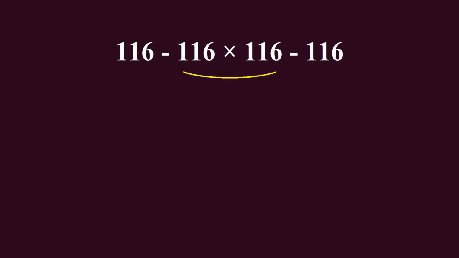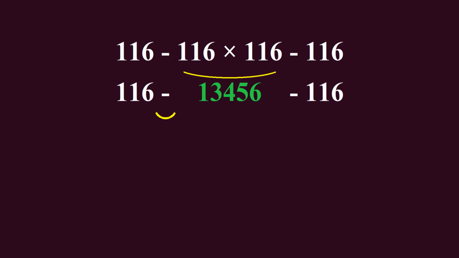116 times 116 equals 13,456. So we have 116 minus 13,456 minus 116, and we have two subtractions. According to the order of operations, we do this subtraction, then this subtraction.